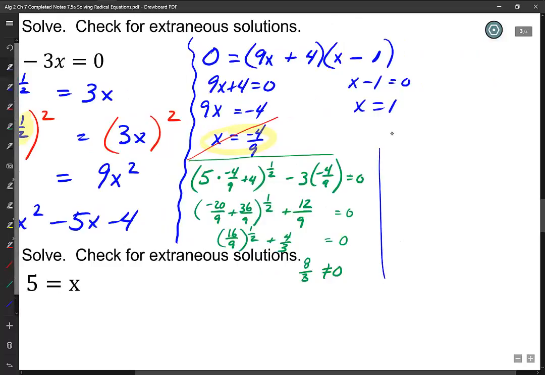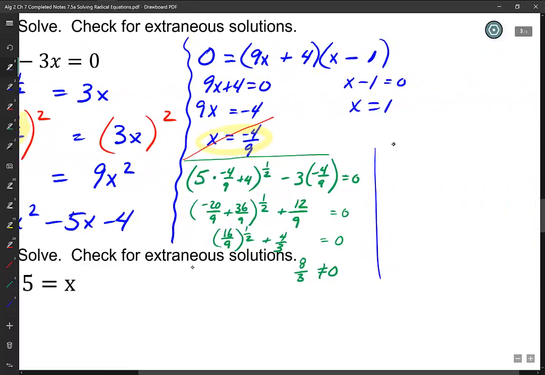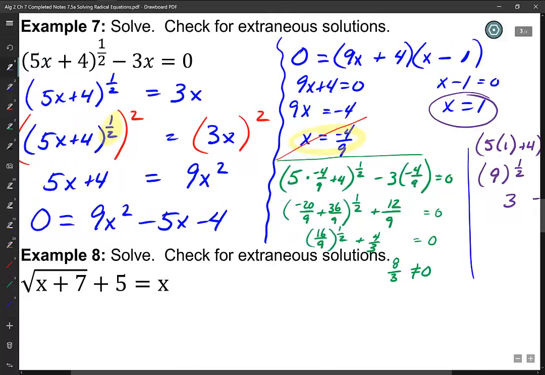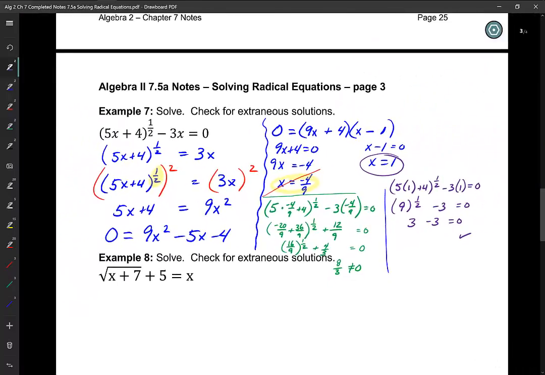And x equals 1. Now we're going to have 5 times 1 plus 4 raised to the 1/2 minus 3 times 1, and see if this equals 0. We've got 5 plus 4, which is 9 to the 1/2 minus 3 equals 0. Well, the square root of 9 is 3. 3 minus 3 equals 0, and so that one does check. And so in this case, we have two solutions, but only one of them works, so we are only going to keep the value x equals 1. That is where we have our first example of an extraneous solution.